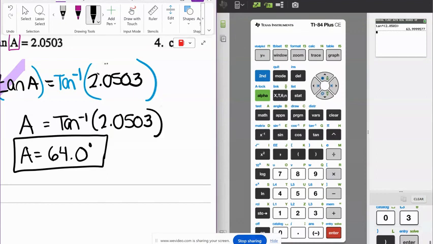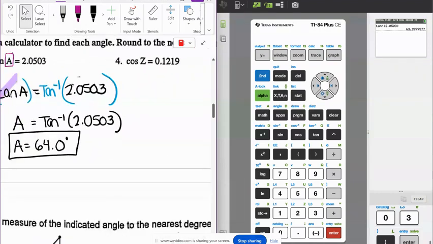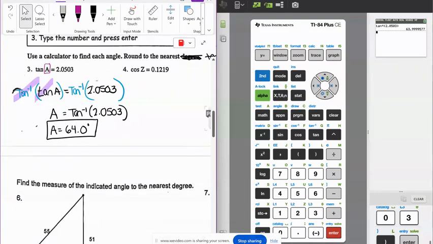On the test, would you mark off if you just put 64? Yes. All right, you guys try number 4 on your own. It's very similar to number 3 in the process, but instead of tangent, it is cosine.